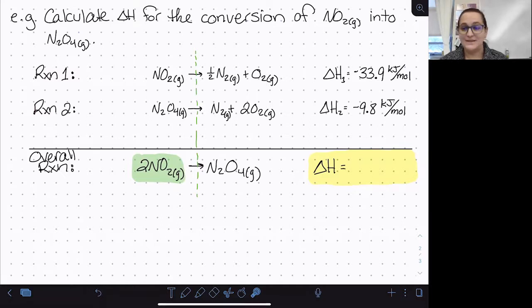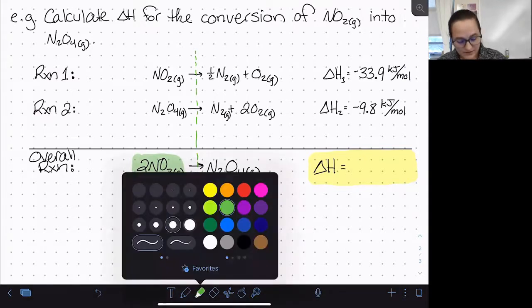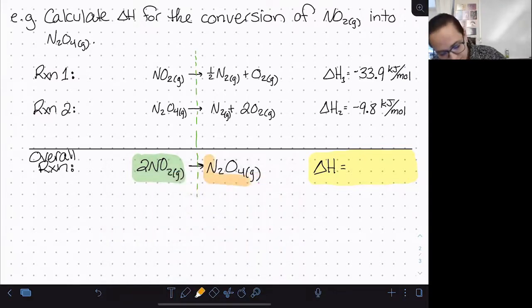If it's not there, I need to make it. I can reverse a reaction if it's on the wrong side. I can multiply the coefficients if I don't have the right number, if I don't have 2. And then I also need 1 N2O4 on the right-hand side. So take a minute now and try and do that. See if you can rearrange reactions 1 and 2 to put these things where they need to be.